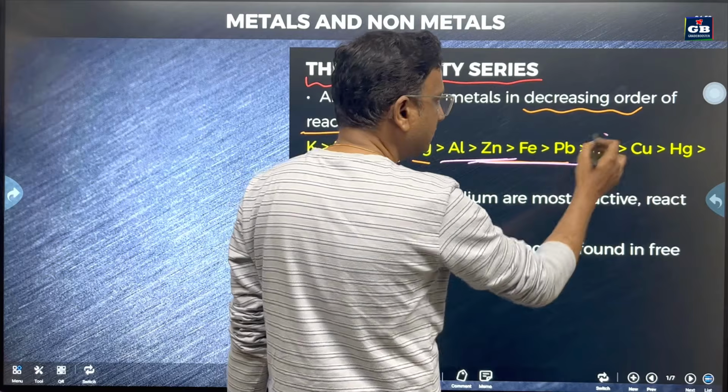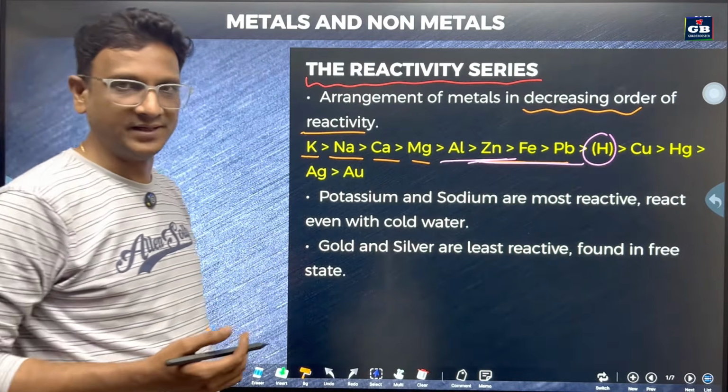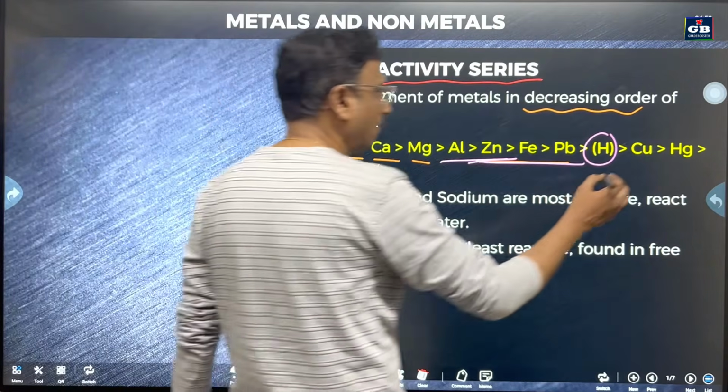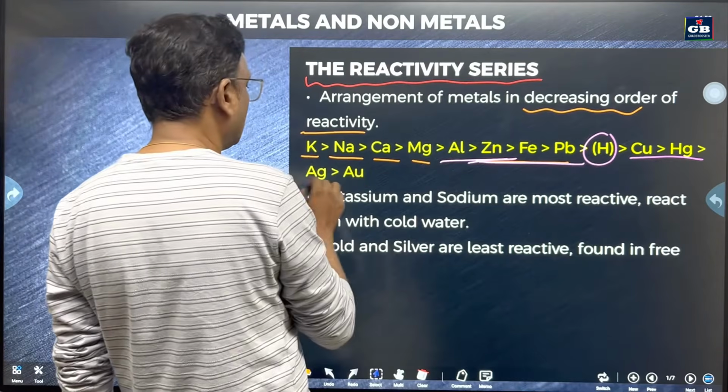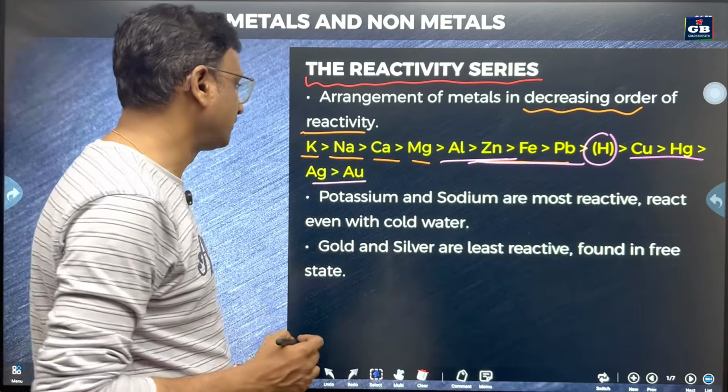These are medium reactive. Hydrogen is kept for the comparison purpose. Actually, it is not a metal, but here we are writing hydrogen for the comparison purpose. And copper, mercury, silver and gold, these are least reactive or non-reactive.